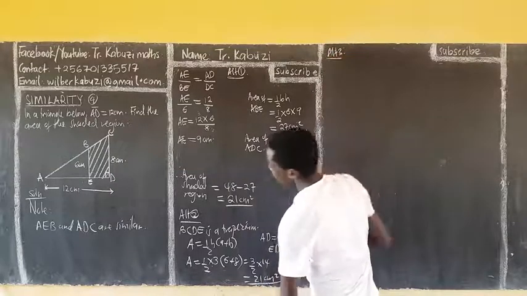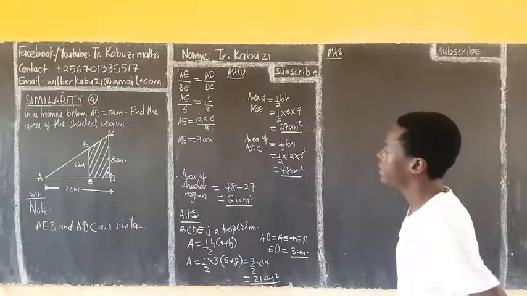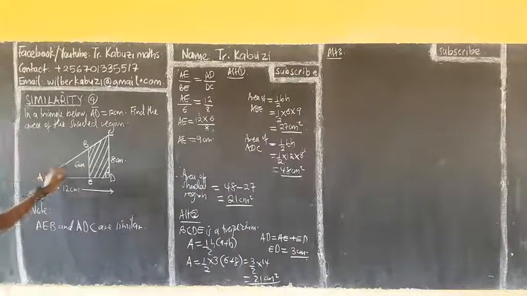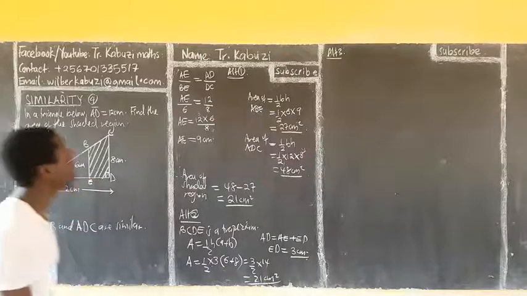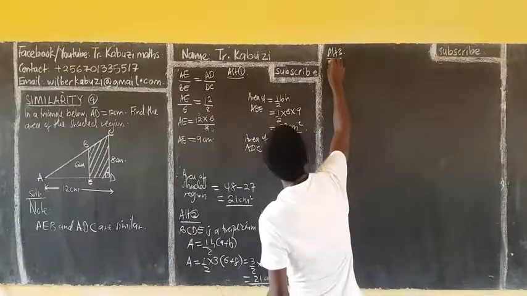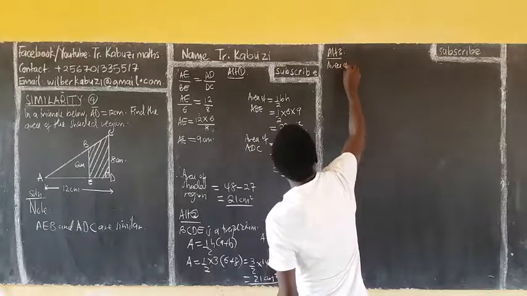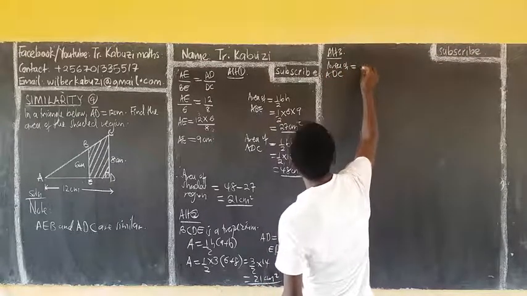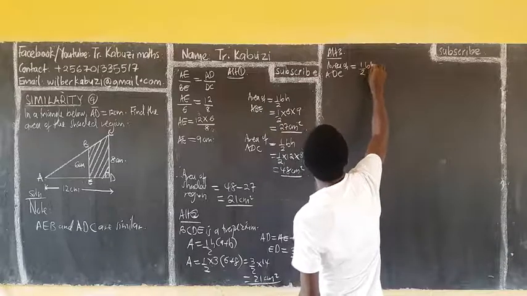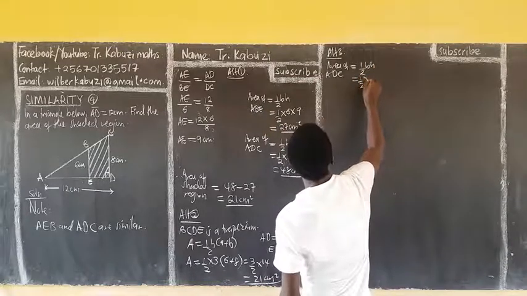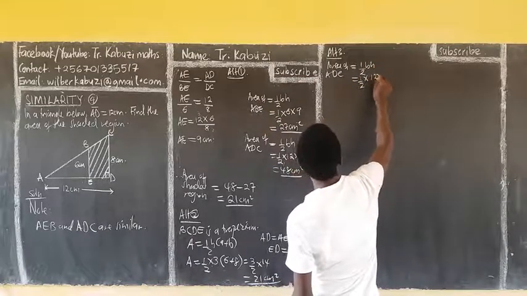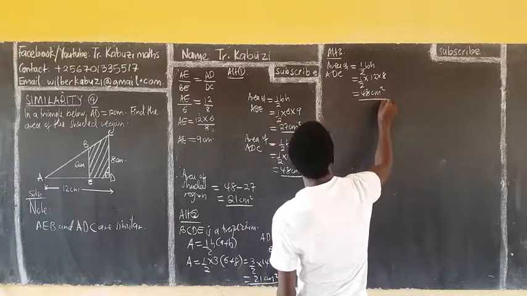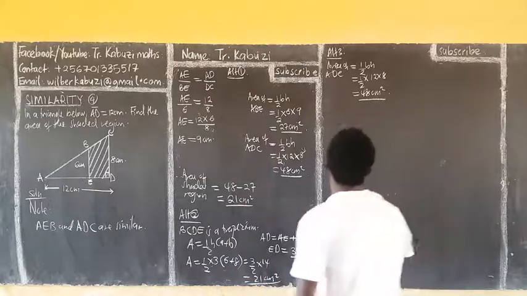Alternative 3. Now, in alternative 3 you could see that if I can get the linear scale factor, I can easily get the area of this triangle. So see that the area of ADC, we got it as a half base times height, which is a half times the base, 12, times 8, which gave us 48 centimeters squared.